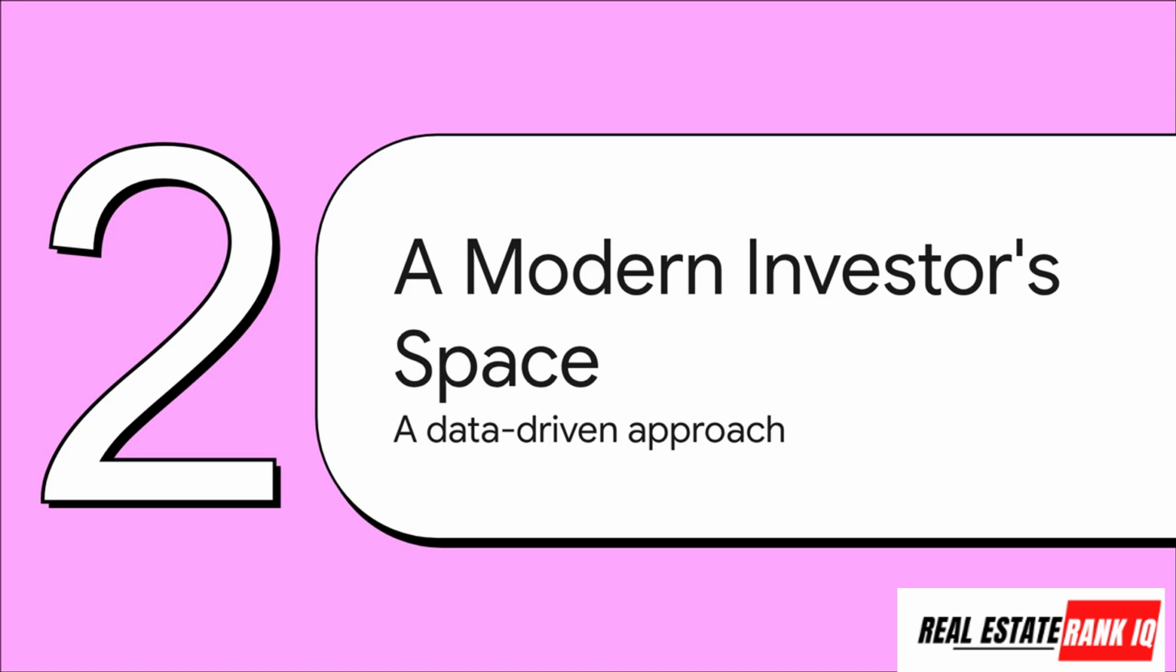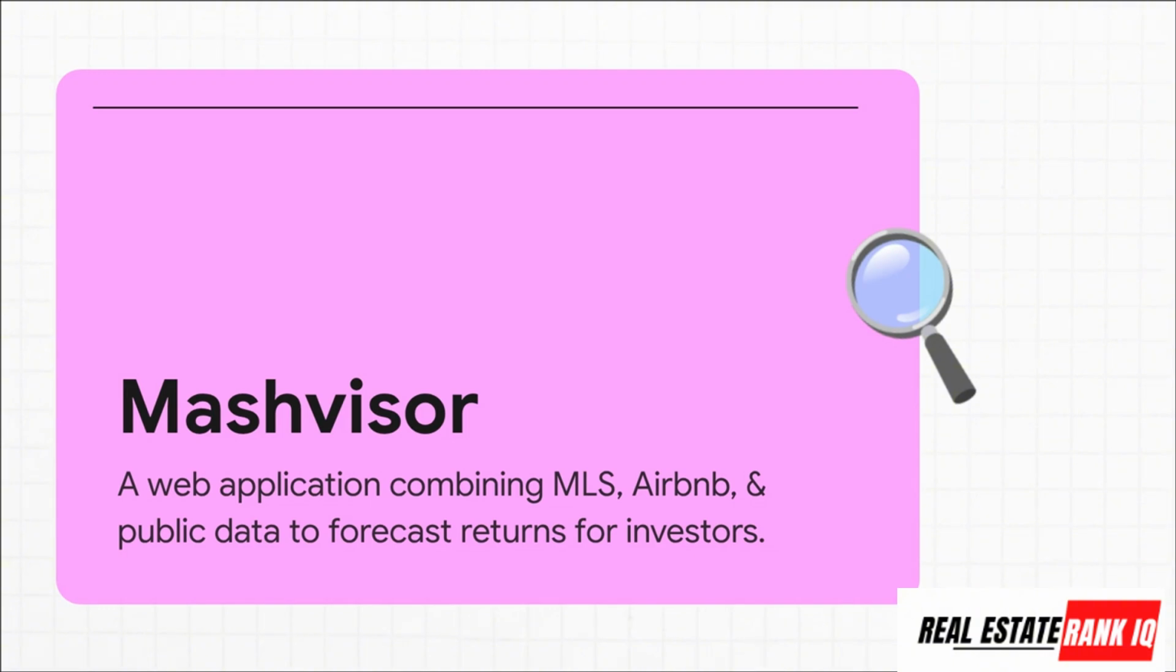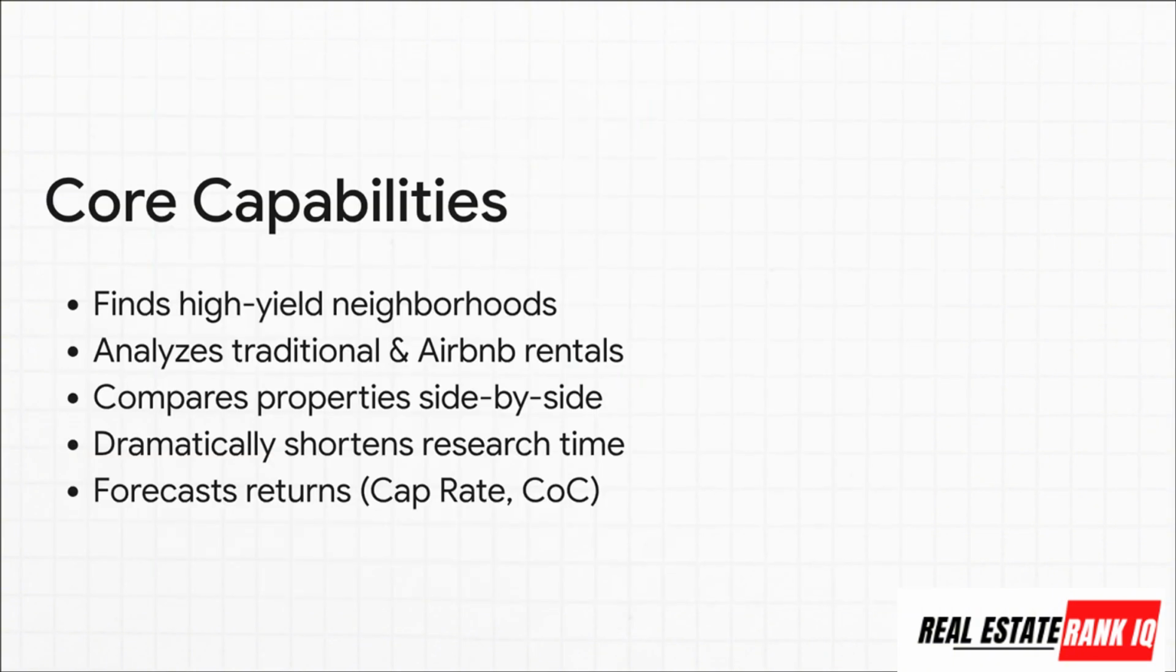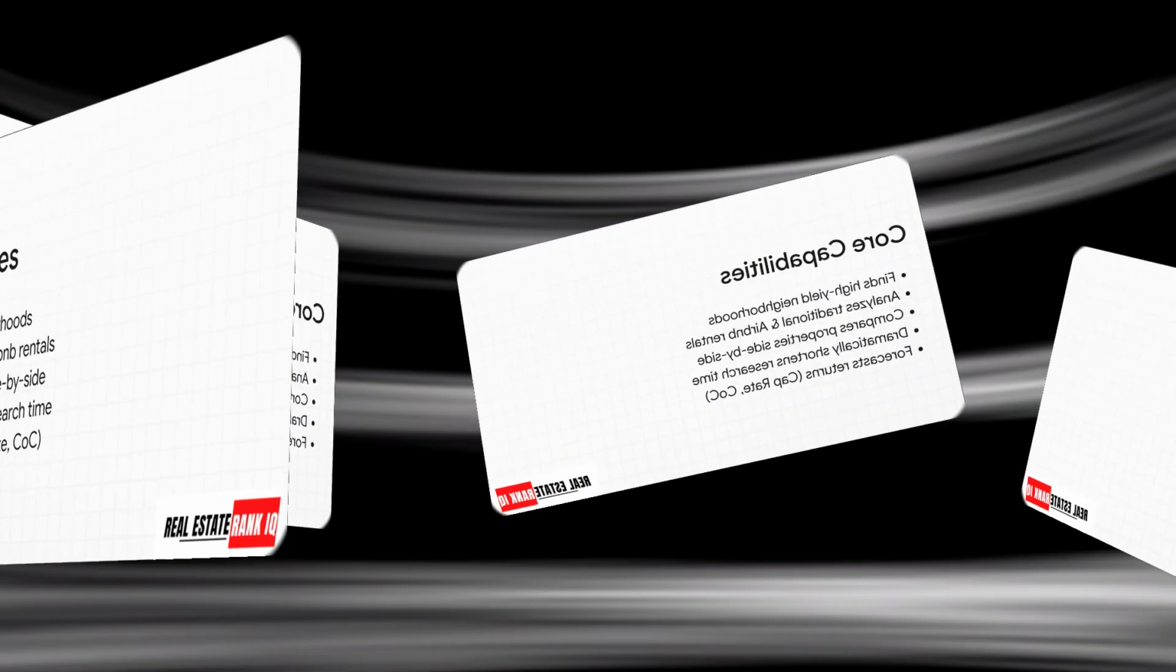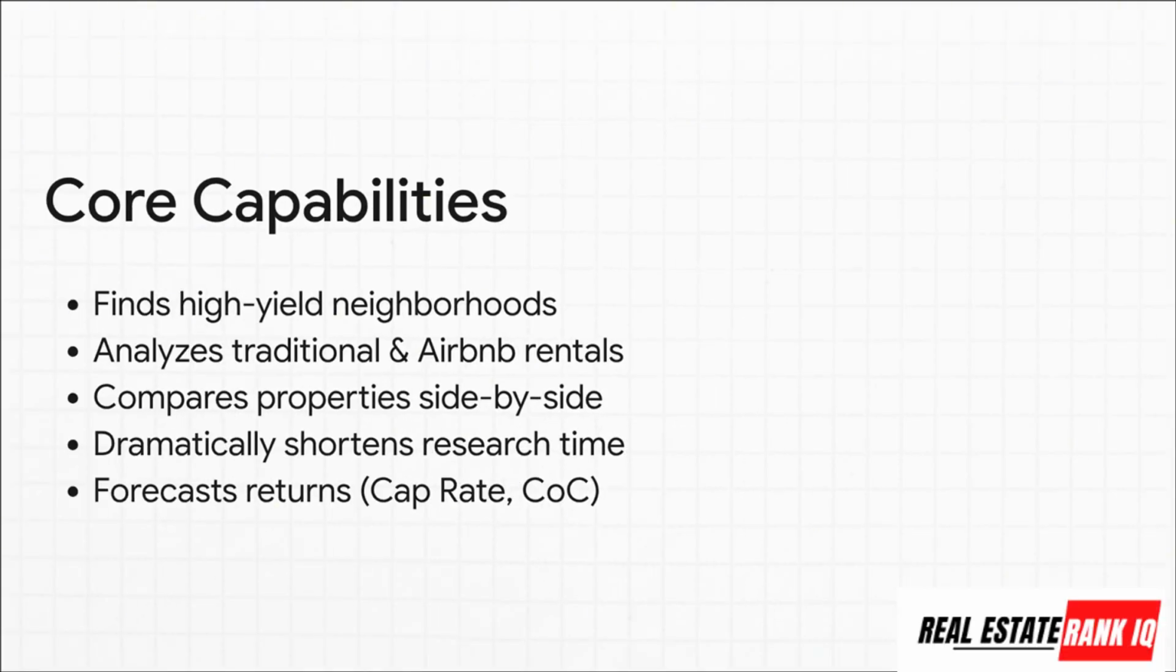Well, there is a much faster, data-driven way to do this. A modern workspace that gives you what I'd call an unfair advantage. It's a tool called Mashvisor. And don't worry, it's not some complicated software you have to download. It's a web application. You just open it in your browser. It was built from the ground up for real estate investors, for people like you and me. So what does it actually do? Well, for starters, it finds those high-yield neighborhoods for you. It analyzes both regular long-term rentals and short-term ones like Airbnbs, and you can compare properties side by side instantly. The biggest thing though, it takes weeks of research and crushes it down into minutes by forecasting all the important returns, like your cap rate and your cash on cash, which is just a fancy way of saying the cash you get back each year for the cash you put in.